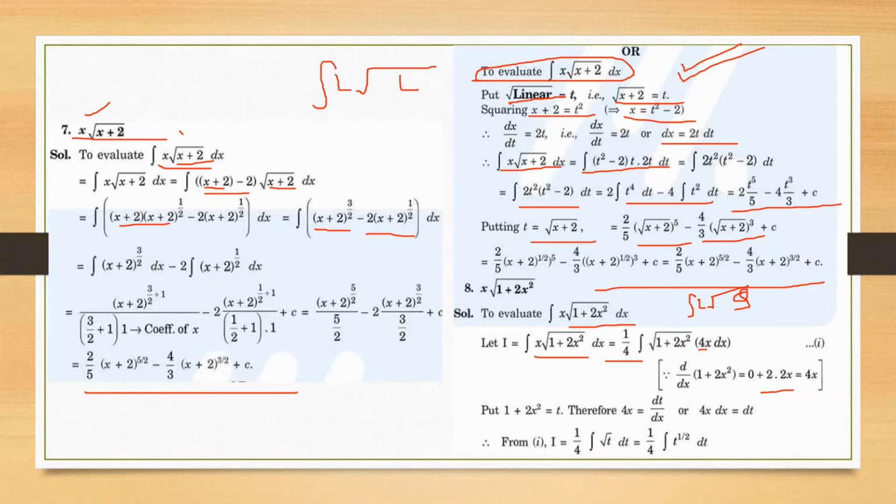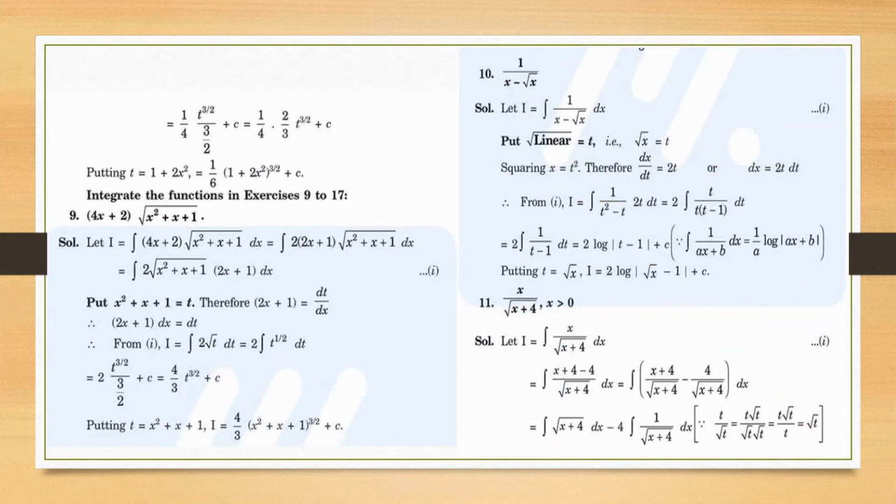And now I'll put my 1 plus 2x square equal to t, and 4x means we are differentiating with respect to x. So 4x equal to dt by dx, that is 4x dx equal to dt. So my question changes to 1 by 4 times root t dt. So this becomes 1 by 4 t raised to power 3 by 2 by 3 by 2 plus c. Rearrange, put back your t as 1 plus 2x square, and you can get the answer.